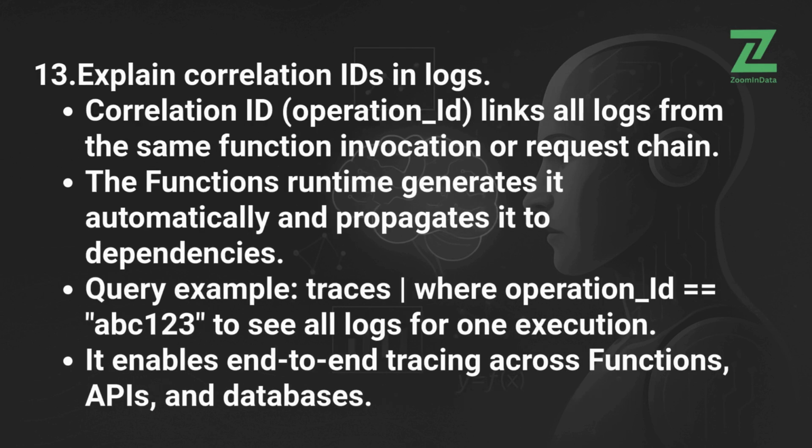Explain correlation IDs in logs. Correlation ID, operation_id, links all logs from the same function invocation or request chain. The function's runtime generates it automatically and propagates it to dependencies. Query example: traces where operation_id equals ABC123 to see all logs for one execution. It enables end-to-end tracing across functions, APIs, and databases.